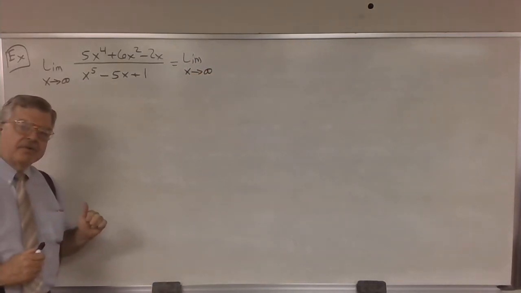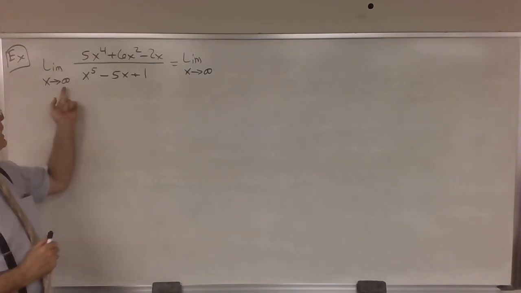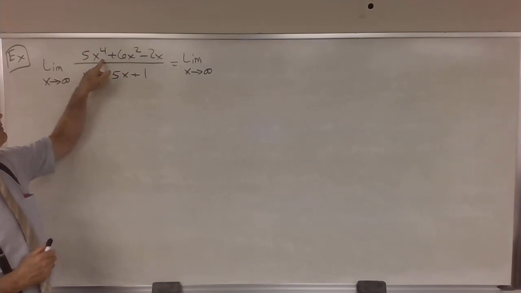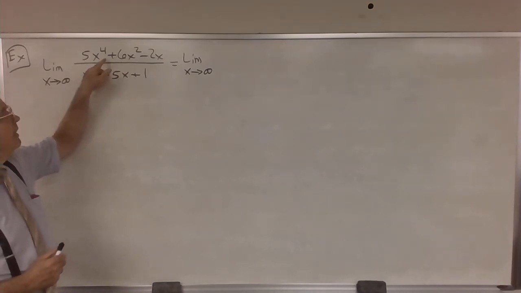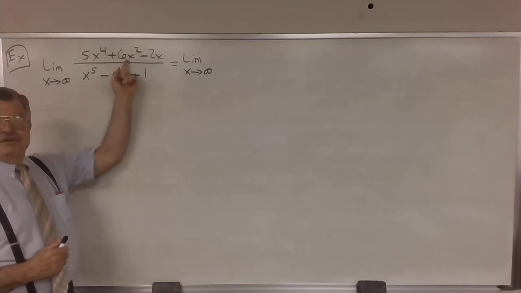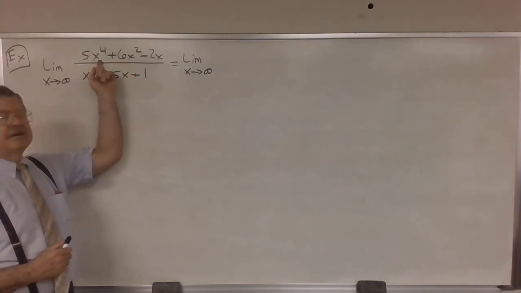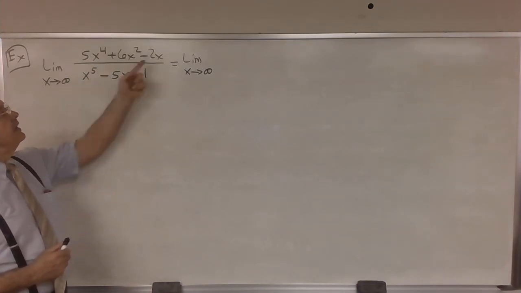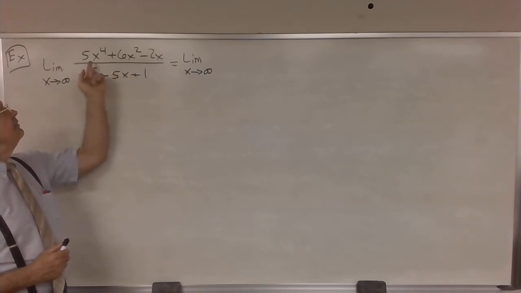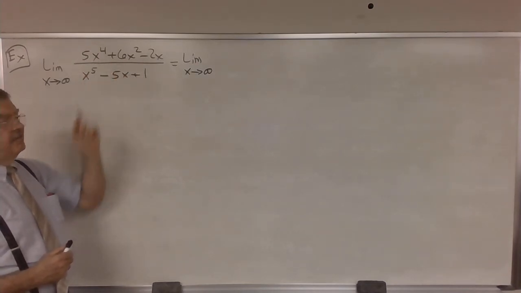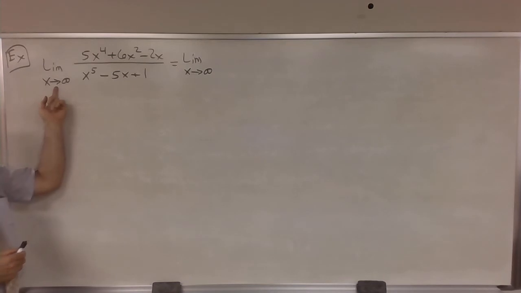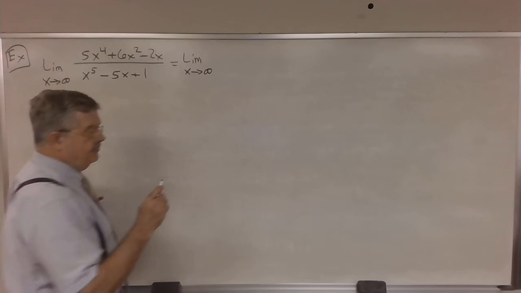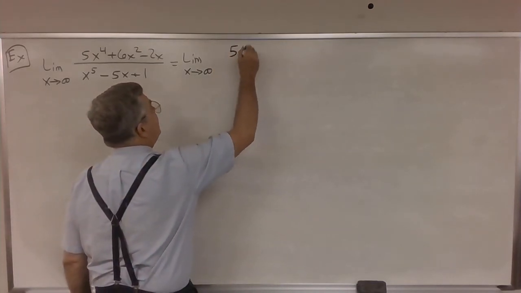We look at the numerator and we say to ourselves, as x goes to infinity, how does 6x squared compare to 5x to the fourth? And we say as x goes to infinity, 6x squared is insignificant compared to 5x to the fourth. And as x goes to infinity, negative 2x is insignificant compared to 5x to the fourth. So as x goes to infinity, the numerator looks like 5x to the fourth, the term of highest degree.